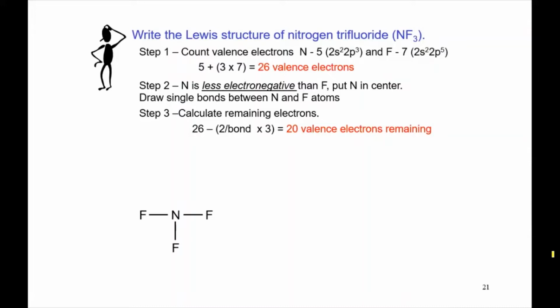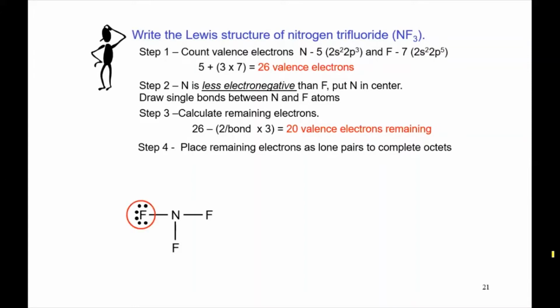So what I'm going to do now is take those 20 leftover electrons and put them as lone pairs to complete octets. But remember, you start from the outside and you don't go to the central atom until every outside atom has an octet. Okay, so let me start with the one on the left here. I'm going to put 3 pairs of electrons in there. And notice that between those 6 and the 2 that are in the covalent bond, that fluorine now has an octet. So we're done there.